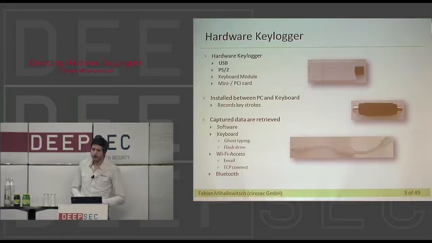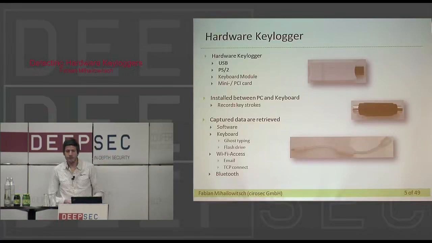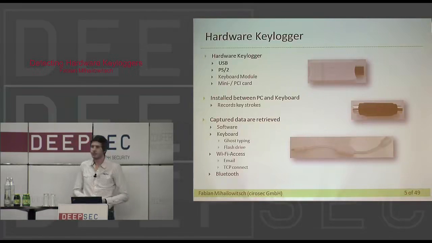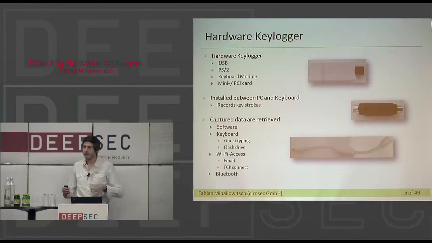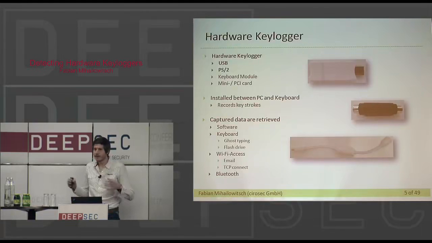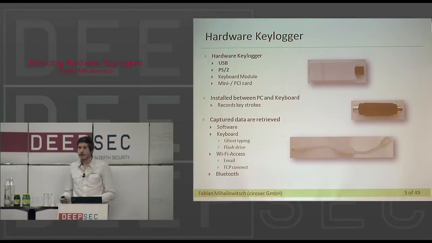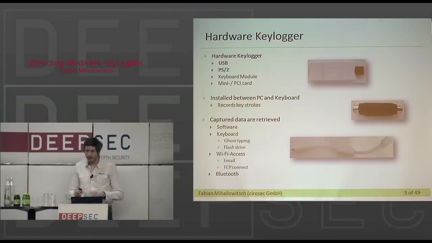Let's start with a short introduction of hardware keyloggers. Basically, they are available for USB and PS2, like I mentioned. They are available as a keyboard module, which is basically a chip you can solder into your keyboard, or you can buy it completely and just plug it in. They are available as mini PCI cards, which try to get keystrokes via DMA and so on. But we will focus on USB and PS2-based ones. They are placed between the keyboard and the computer and record every keystroke typed on the keyboard.